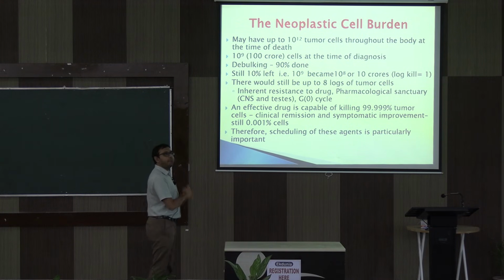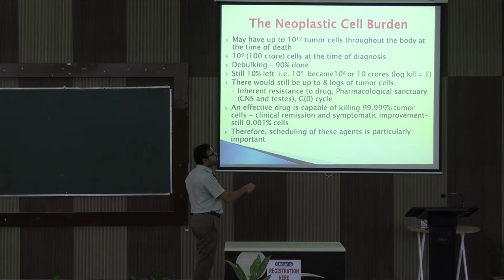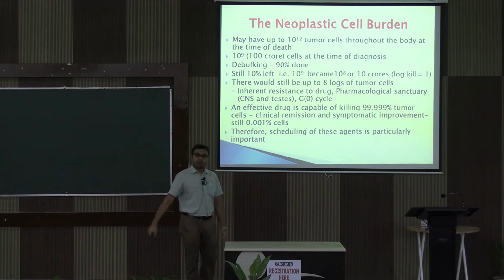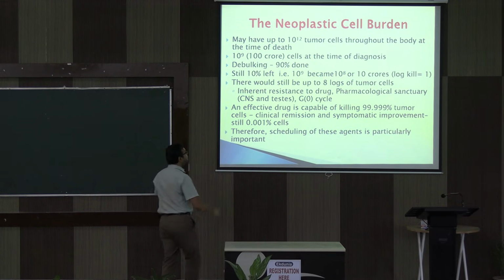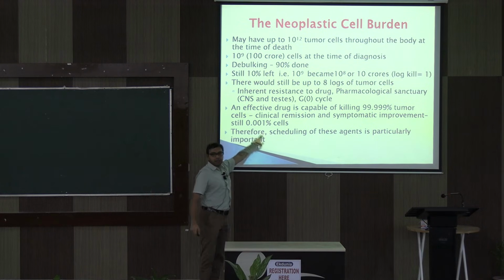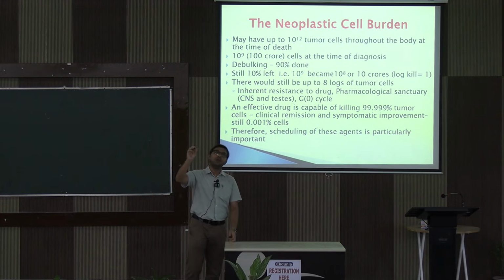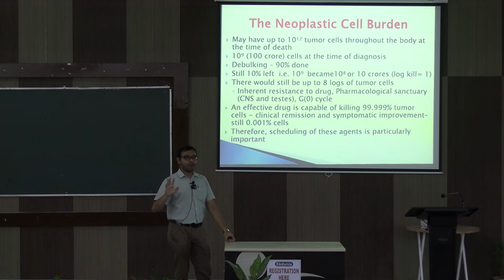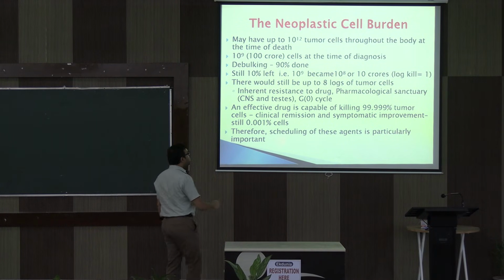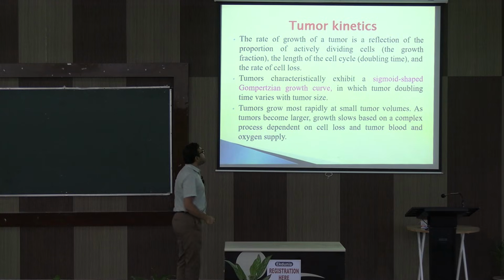An effective drug is capable of killing 99.999%, if we combine drugs. But even after this, there are 0.001% of the cells, and 0.001% of 10 to the power 9 or 10 to the power 12 is approximately 10 to the power 4. Therefore, scheduling of this agent is particularly important.